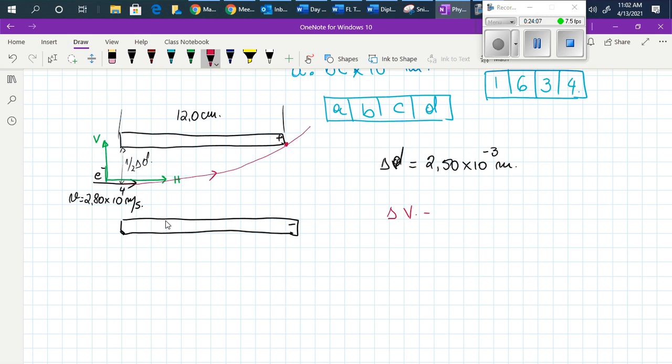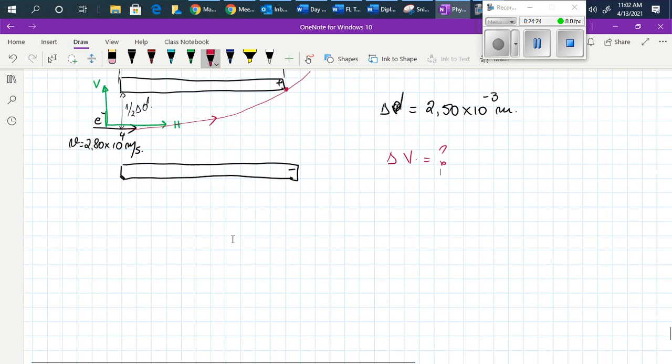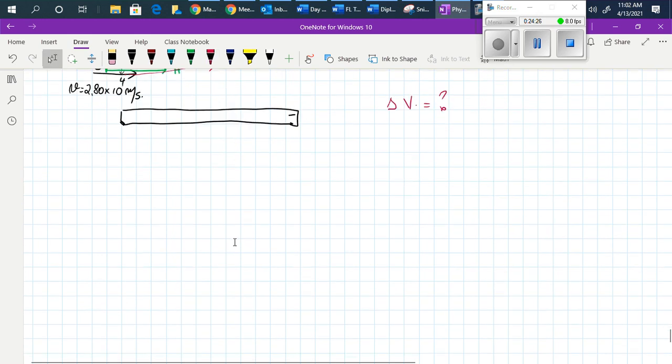Okay, so this will be what we will find. Since this is a projectile motion and the electron is going in the positive vertical, the acceleration will be positive in the vertical direction. Let's complete the table.